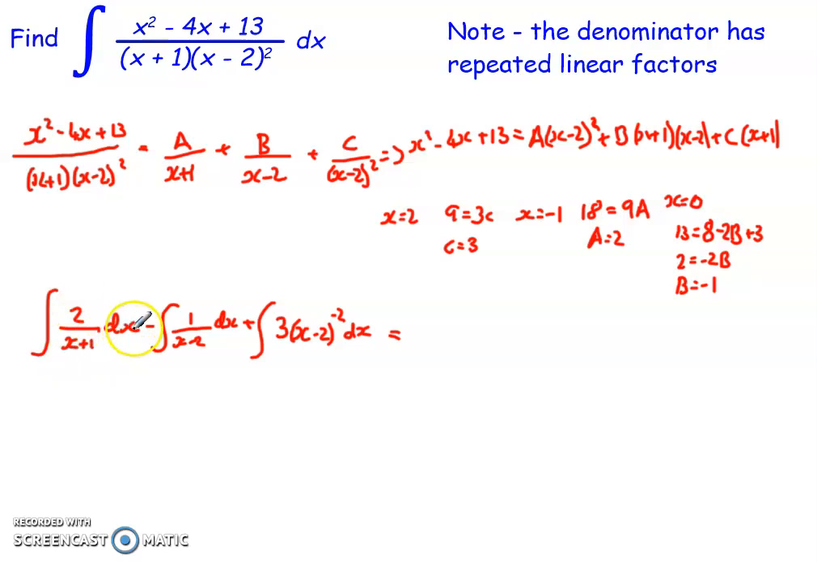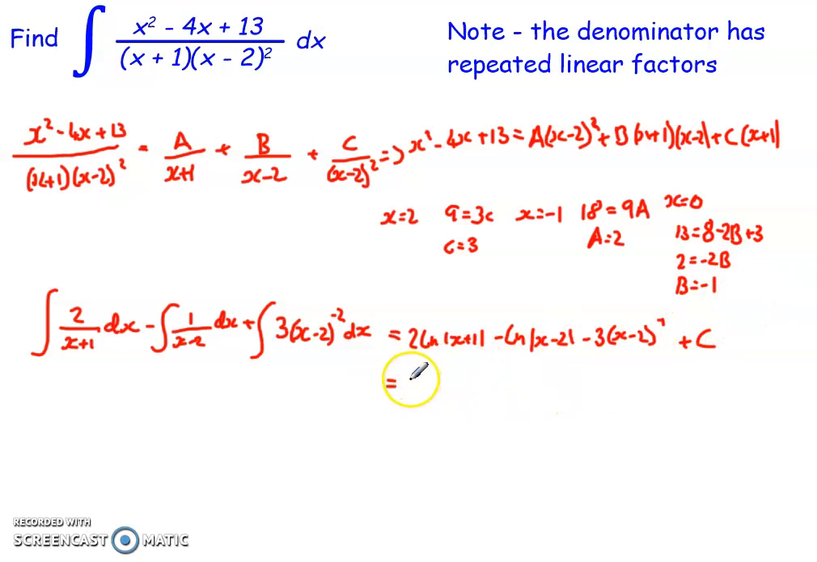So this one here, 2 over x plus 1 dx, becomes 2 times ln x plus 1. I've then got minus 1 over x minus 2 dx. So that's then going to be minus ln x minus 2. I've then got plus 3 times x minus 2 to the power of minus 2 dx. Well, that's going to give me, raise the power, divide by the new power, minus 3 bracket x minus 2 to the minus 1, and then plus my constant c.